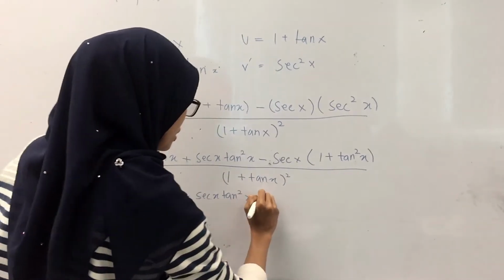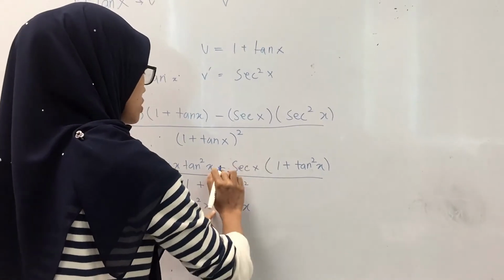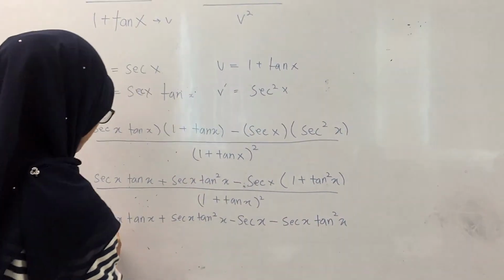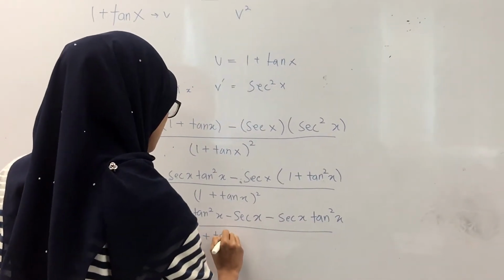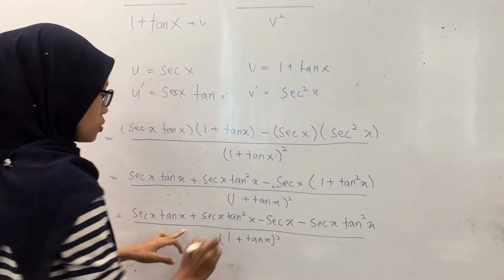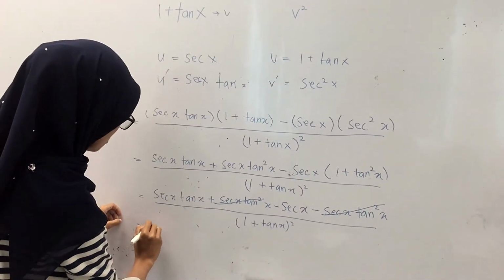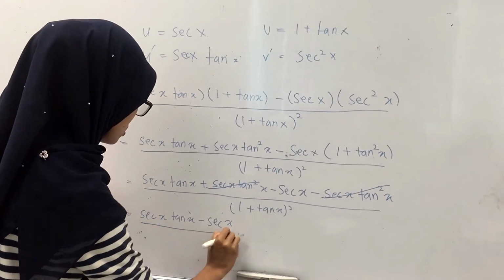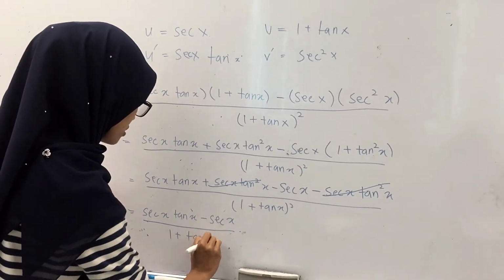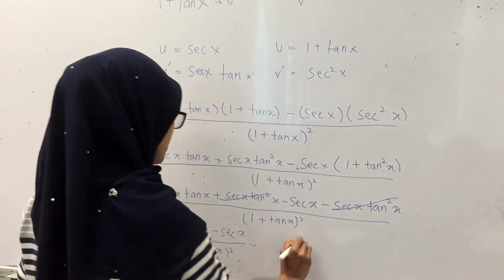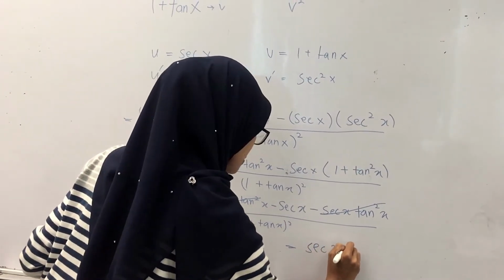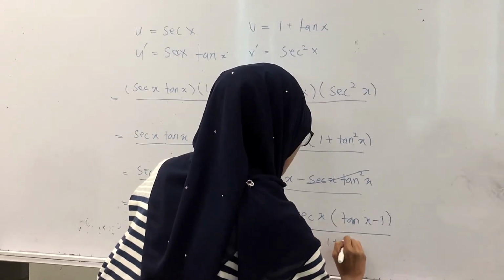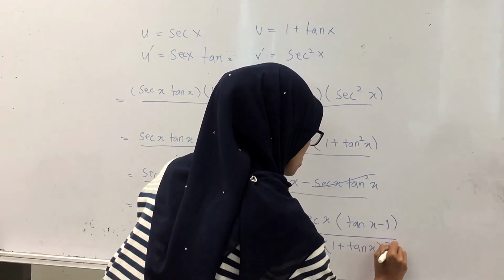Secant x minus secant x. So minus, v plus is minus, secant x tangent squared x over v. So we're gonna cut this one. Secant x tangent x minus secant x is equal to 1 plus tangent x squared. So when you simplify this one, equal to secant x minus 1 over 1 plus tangent x squared. So this is the answer.